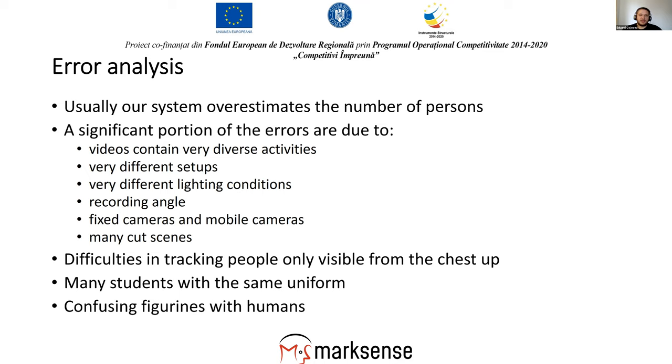Also, people who are visible only from the chest up are pretty hard to track, because the tracking method was trained on pedestrians who were fully visible, the whole body, not only from the chest up. Also, the fact that many students wear the same uniform makes it hard to differentiate between them, even for a human, if they're viewed from the back. And also, there are confusing figurines with humans, or posters, or printed persons on paper.